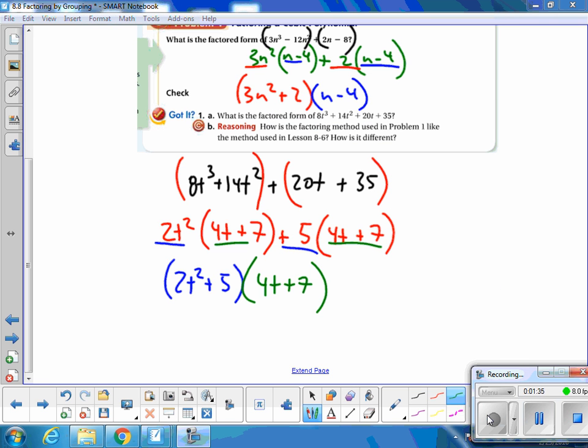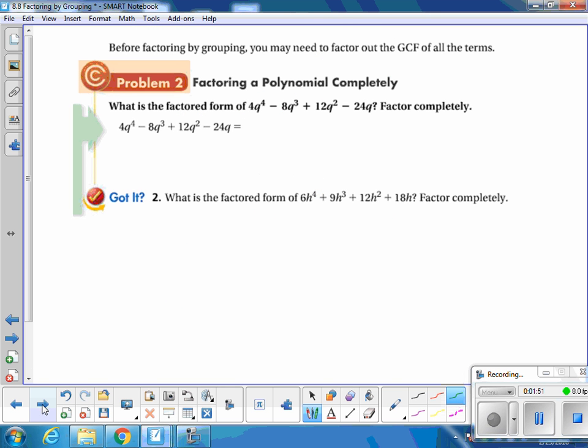All right. How'd you do on this one? Again, I grouped them, pulled out 2t squared, pulled out a 5, and by doing that, I was able to get my groupings and find my multiplication. Let's take a look. Factoring a binomial completely. Okay, so what is the factored form of this?